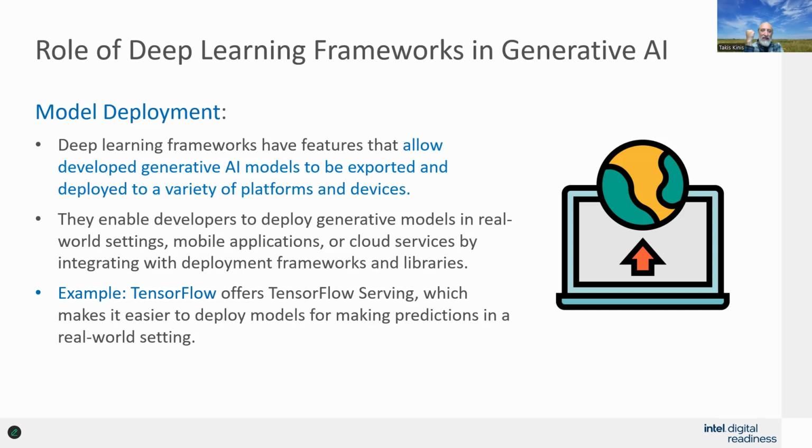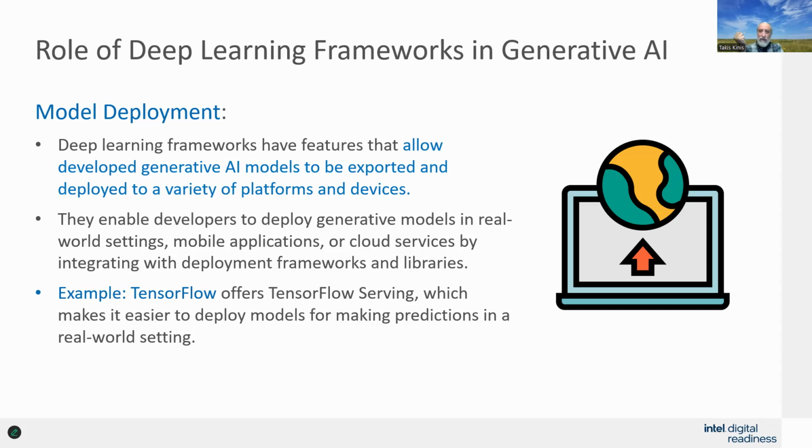Model deployment. It says deep learning frameworks have features that allow developed generative AI models to be exported and deployed to a variety of platforms and devices. So we are now running generative AI models on our phones, or maybe locally on our computers, where they're actually installed and running here.